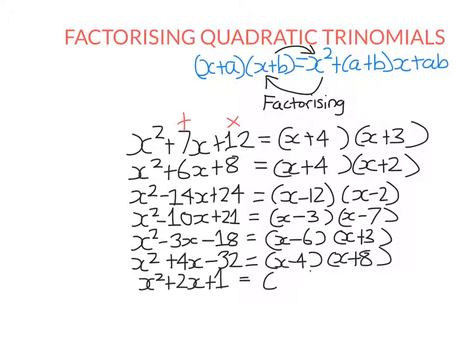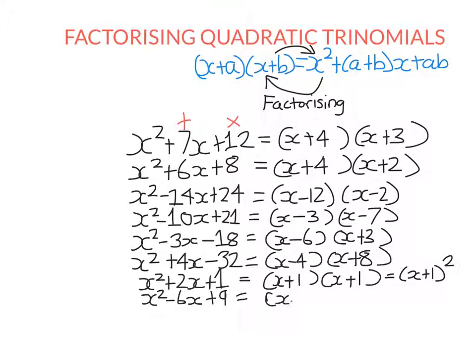We'll do it the same way, but the two numbers that multiply to 1 and add to 2 are 1 and 1. So we can still write it like this, or you might write it as (x + 1) squared. Similarly, for x squared minus 6x plus 9, the two numbers that multiply to 9 and add to negative 6 are both negative 3, so we can just write it as (x - 3) all squared.